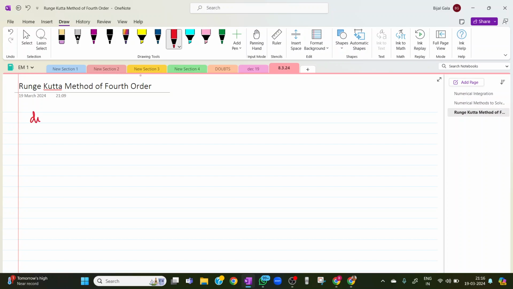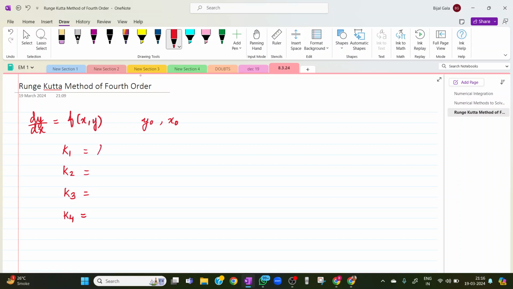Always, dy by dx will be equal to the function of x comma y. Then you will be given some y0 and some x0. These two things will be given to you. From the starting point, you have to calculate four things: k1, k2, k3, k4. Fourth order, right? So four k's you will have to find.